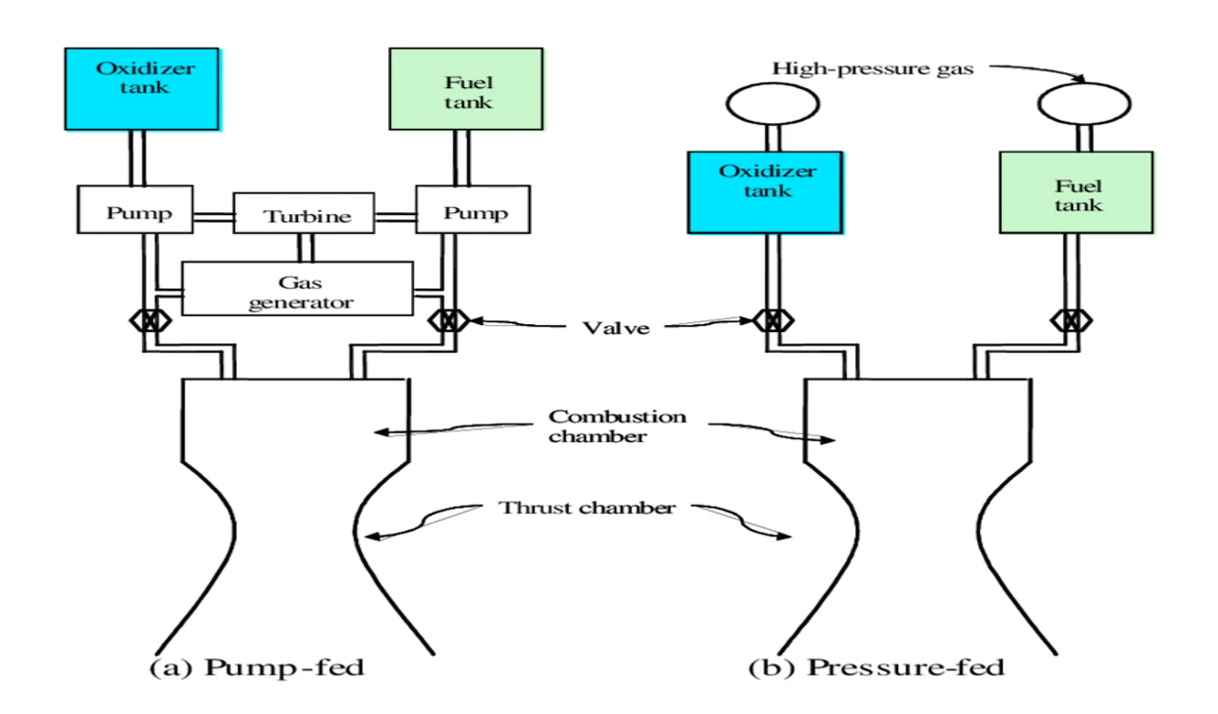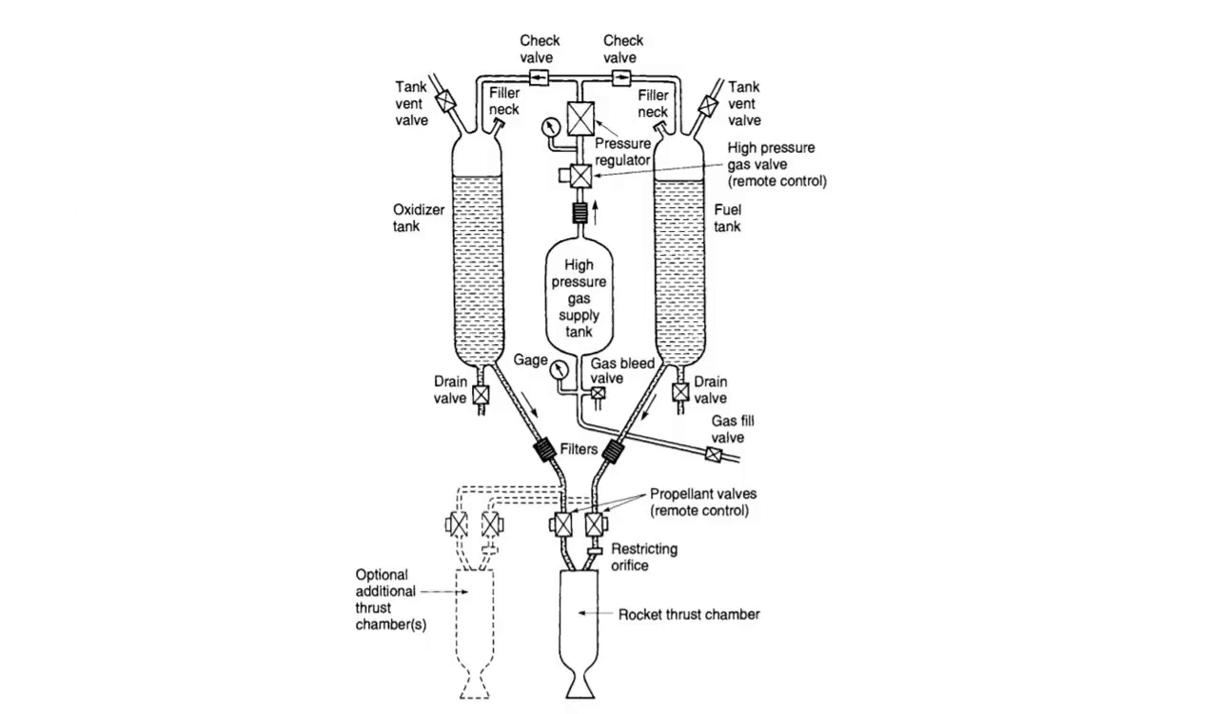On the other hand, pressure-fed systems are very easy. You just need high pressure gas to push the fuels and oxidizers out of the tank and open the valves. And that's it. You'll get enough thrust in the combustion chamber. Here you can see a practical diagram of a pressure-fed system. It is not as easy as before. It is a very complicated process.